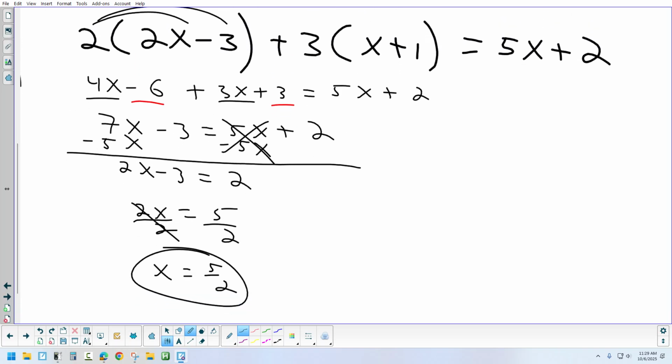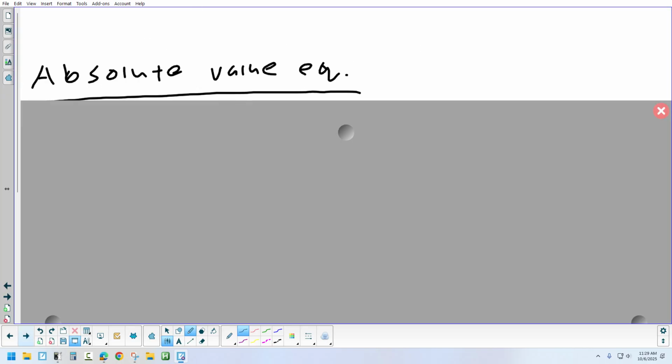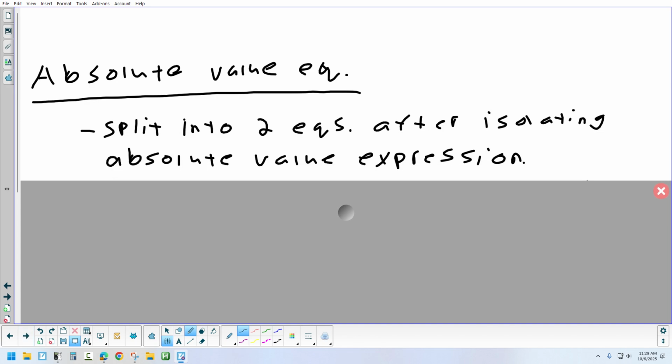Okay, so any questions on solving a linear equation? We've got a couple more we're going to solve relating to absolute value and then a mixture problem. So let's look at this one. When we solve absolute value equations, the ones I give you, they are always going to break down into two linear equations.